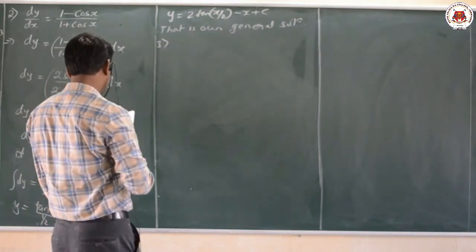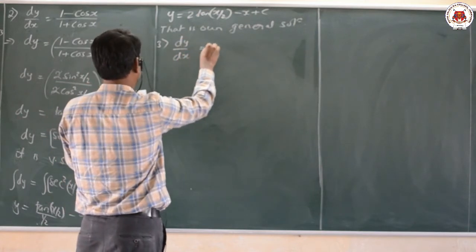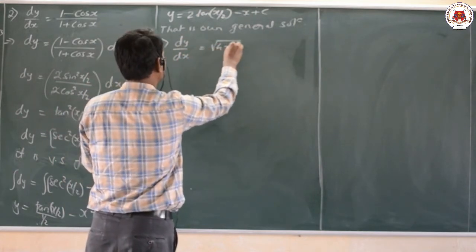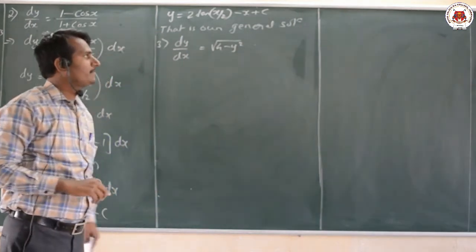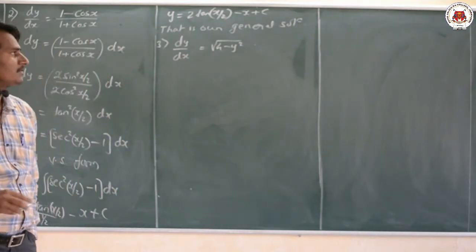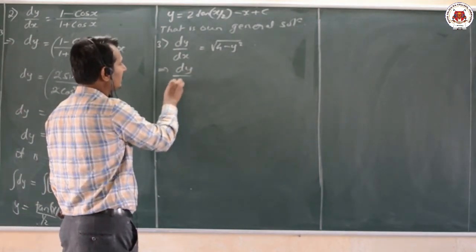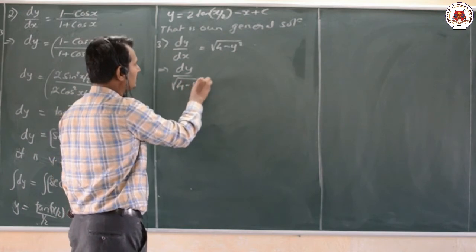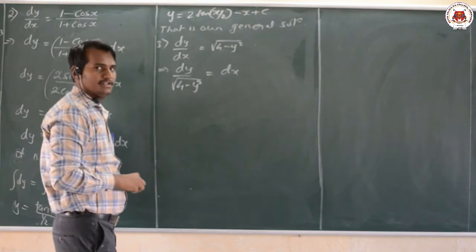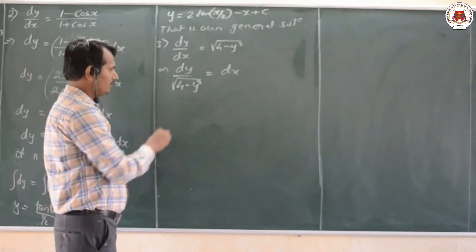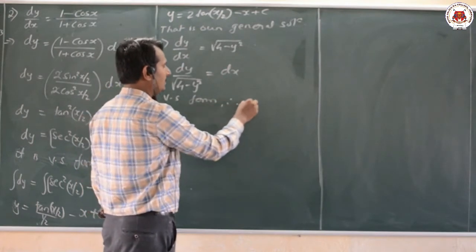Okay, dear students, these problems are very simple. Now let us begin with the third one, that is dy by dx equal to root of 4 minus y square. It is also a very simple problem. Here we can write dy divided by root of 4 minus y square equal to dx. Now it is nothing but our variable separable form, therefore integrate it.